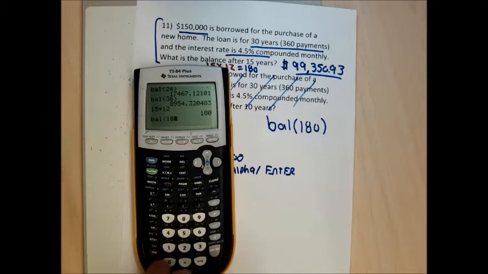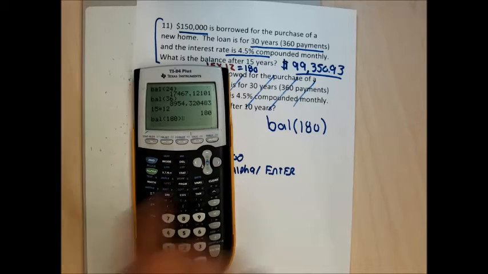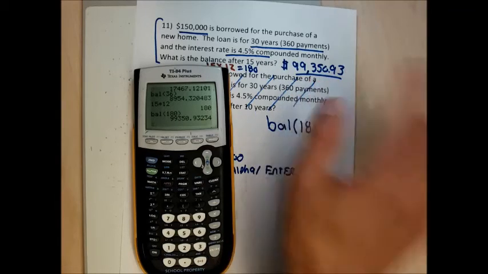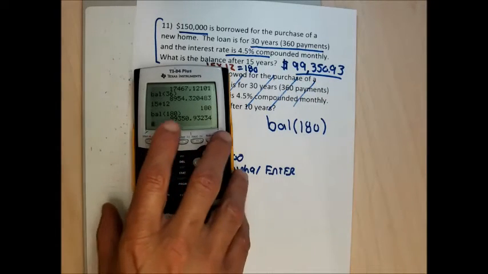I type the number 180. I close the parentheses. It doesn't really need to be closed. And I better see that value right there. That's the value rounded to 2 decimals, so that's perfect.